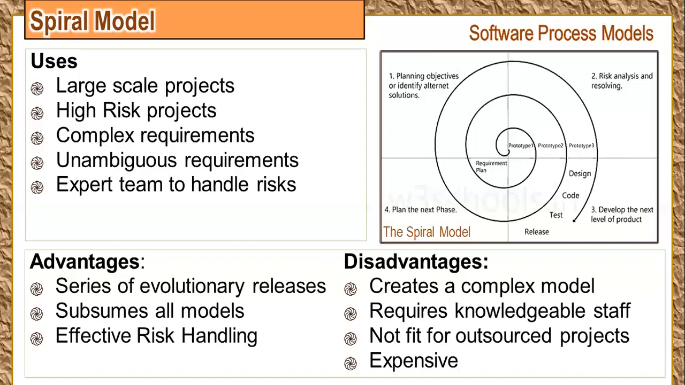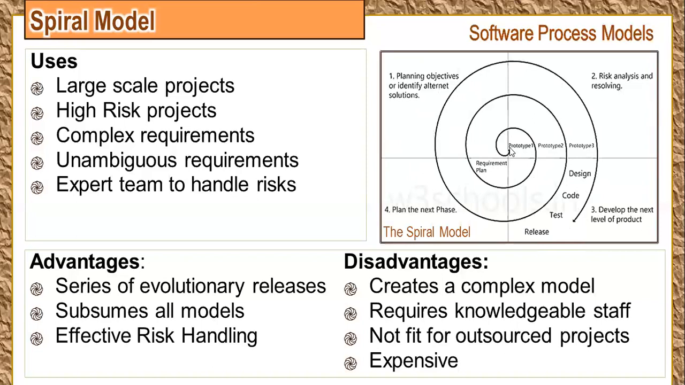So what are the advantages of the spiral model? The spiral model is a series of evolutionary releases. We already have seen plan the next phase. It subsumes all models. How does it subsume all models? Because in a single loop, if you follow this single loop from here to here, you are following the waterfall model. You are planning requirements, you are gathering requirements, you have objectives, you have analysis, you are doing design, code, test, release, and finally you are moving on to the next phase or the next feature.